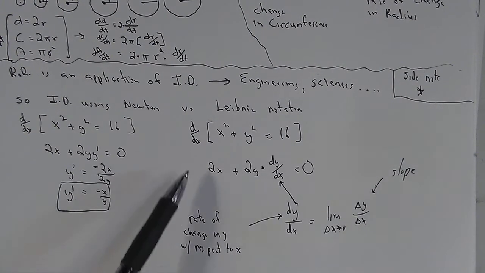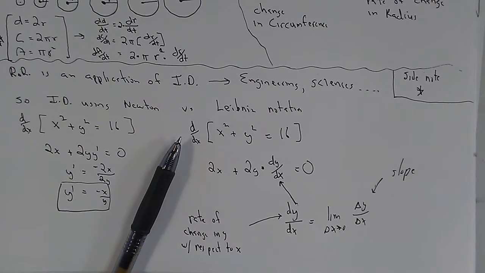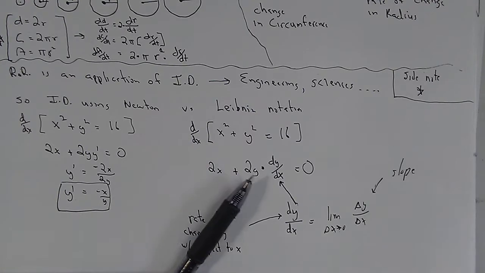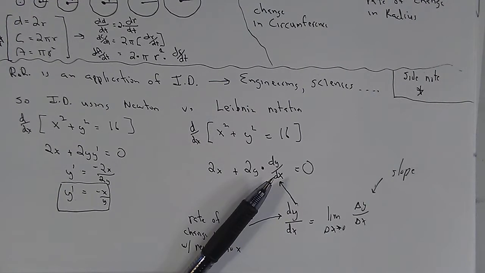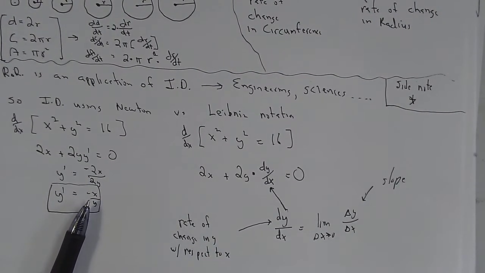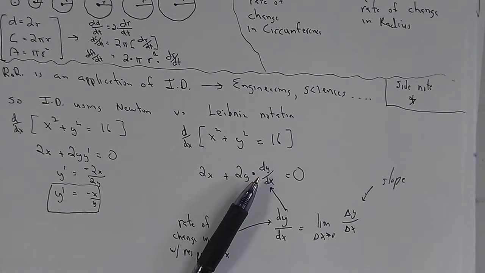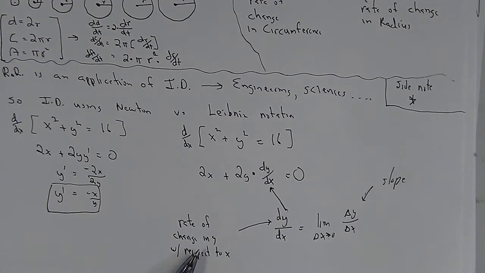So if you want to do implicit differentiation with Leibniz notation, it's going to look the same, but instead of writing y prime, we write dy/dx. And then solving the same way, we would get dy/dx equals negative x over y. Same thing, just a different way of writing it, and just a little different way of emphasizing that this is a rate of change.